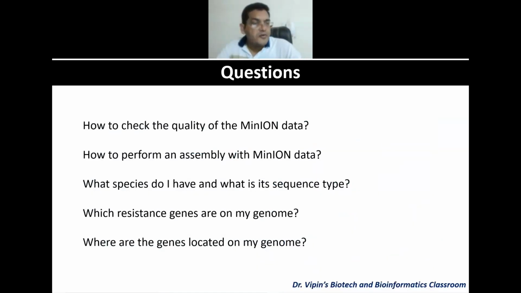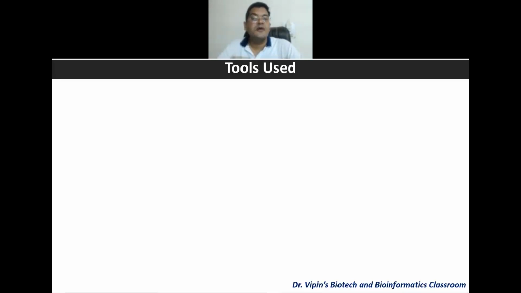What are we going to answer? We are going to answer some questions here. How to check the quality of MinION data. MinION is nanopore sequencing. How to perform an assembly with MinION data. What species do I have and what is its sequence type? Which resistance genes are present in the genome that I'm currently assembling? And what are the genes that are present in my genome? So this is basically when you do the annotation, you'll have this, right?